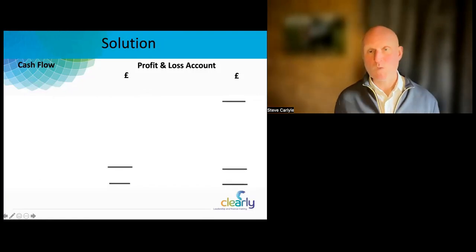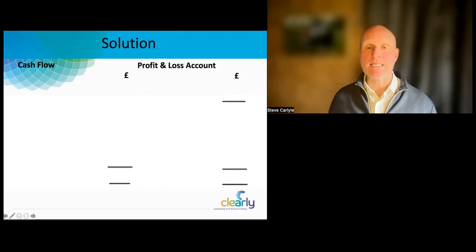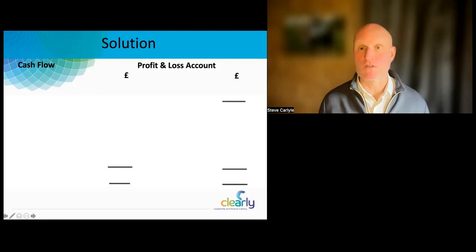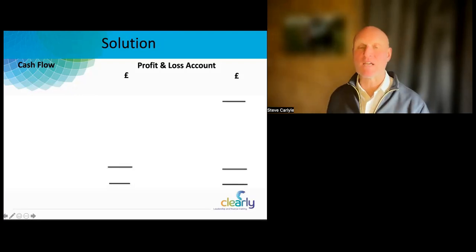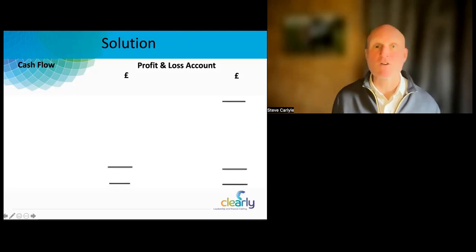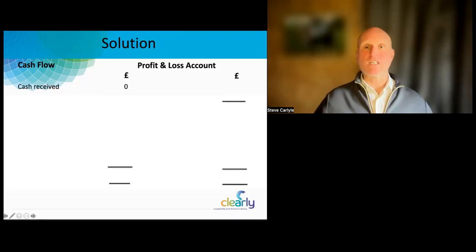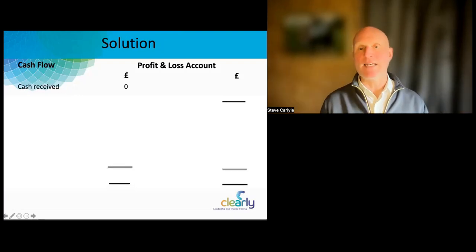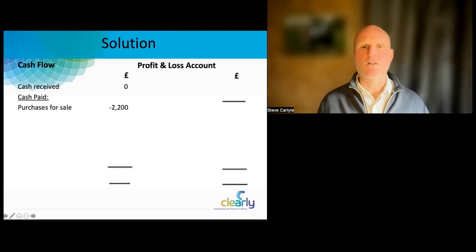So I'm going to look now at the actual results of his trading and how it impacts on the cash flow statement and how it impacts on the P&L account. So let's have a look at that. So the first thing is cash received, nothing. We didn't get a single penny in this month of January. Oh dear, oh dear.